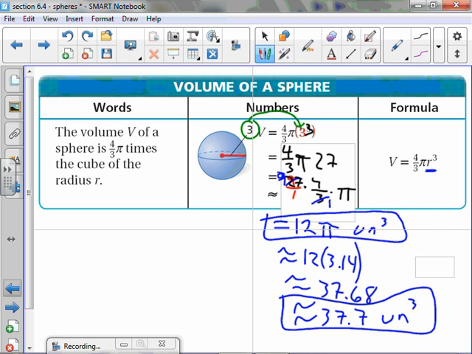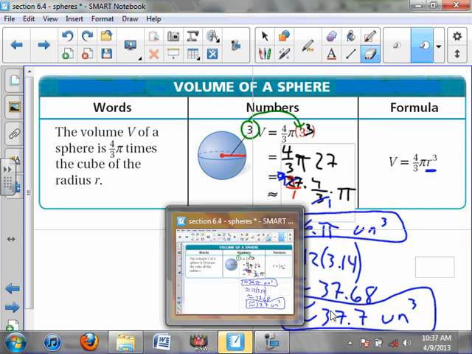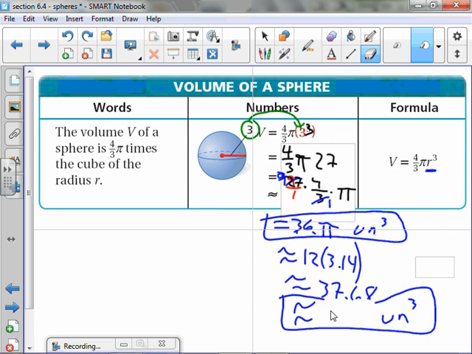And so instead of 12 pi, I will get 9 times 4, which is 36 pi. And then instead of 37.7, I get 36 times 3.14, which is 113. And it's 113.0 units cubed. I apologize for that. I was rushing, and this is the problem you get when you rush, right?